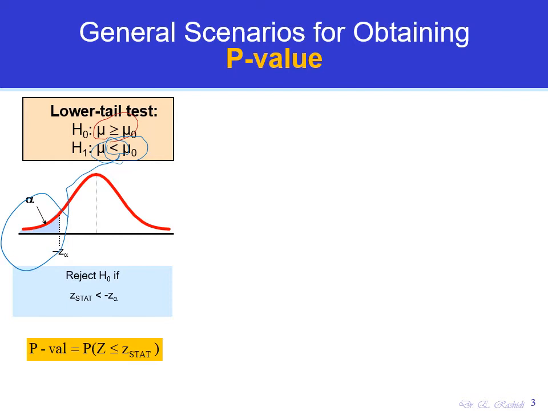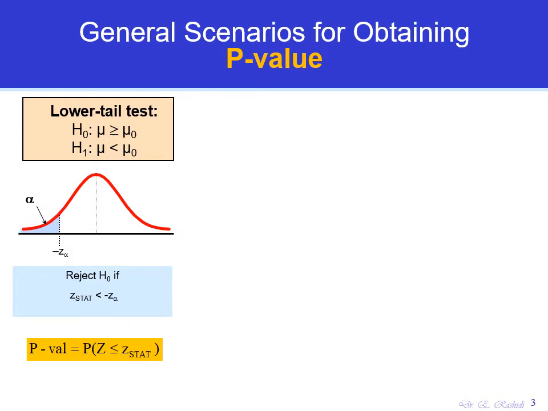Using the critical value approach, we would reject the null hypothesis if the value of the test statistic is less than the critical value on the left. In this scenario, this is how the p-value would work. The p-value would be equal to the probability that z, the random variable, is less than or equal to the observed value of the test statistic, z stat. The sign here, as you can see, is less than or equal to. It is less than because we have a lower tail, and that also comes from the less than sign in the alternative hypothesis.